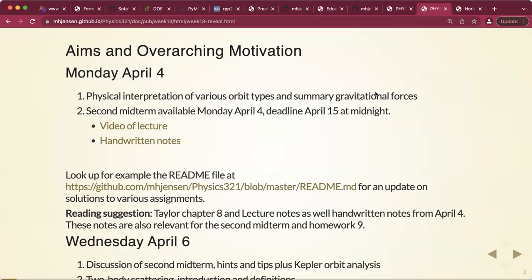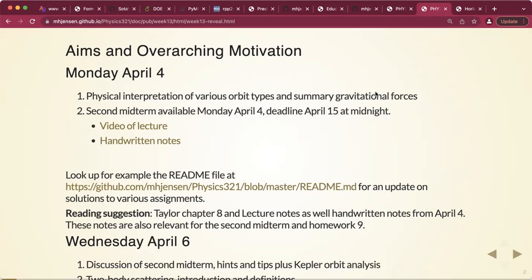The topics for this week, as we also saw on Monday, I made a slight revision. Today the original idea was actually to start with two-body scattering, but I want to discuss some small bits and pieces which are relevant for the second midterm. These are small insights which allow you to interpret the results you're getting.